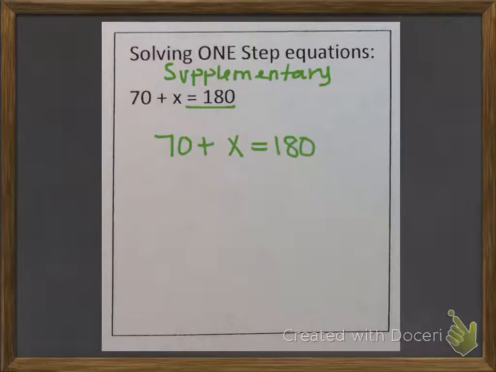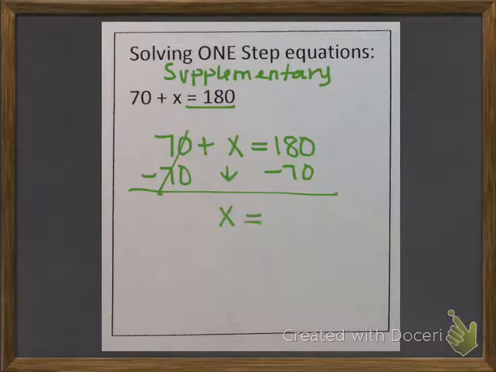Well, to get x alone, I need to do the opposite operation, which is 70. That's a positive, so I need to combine it with a negative, or I'm adding 70, so I need to subtract 70 on each side. Remember to do it on each side because it needs to be balanced. I bring down whatever's left over, and that's x equals, well, what's 180 minus 70? That's a 0, that's a 1, and that's a 1. That means x equals 110 degrees. We've been doing this in class.